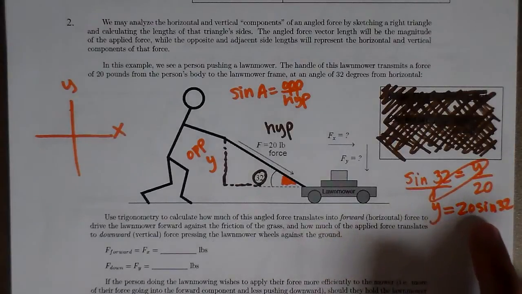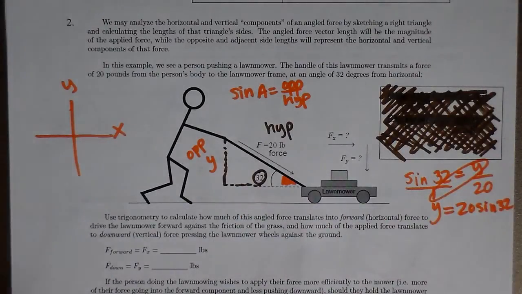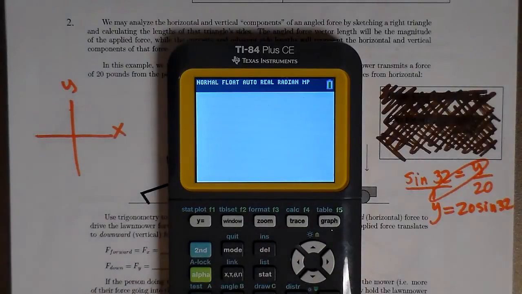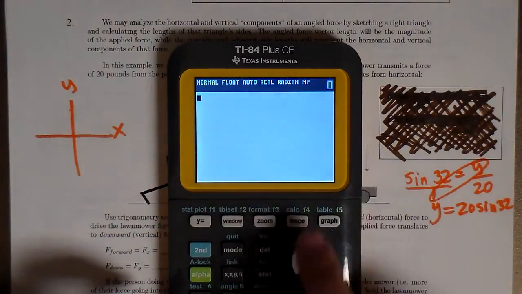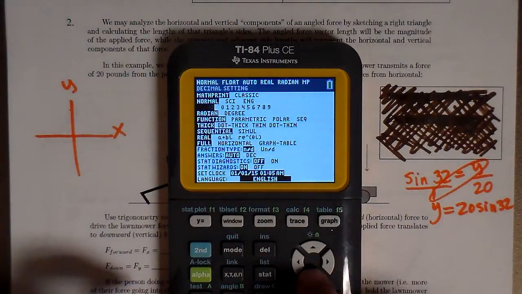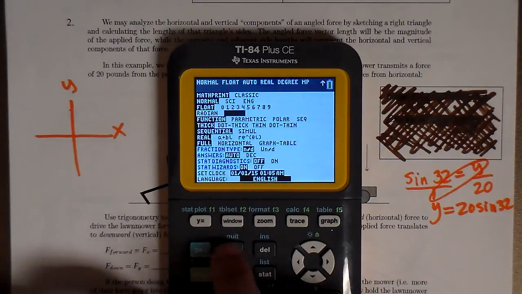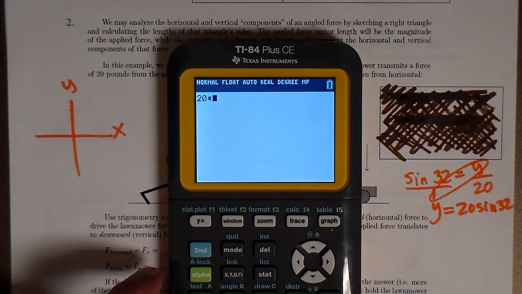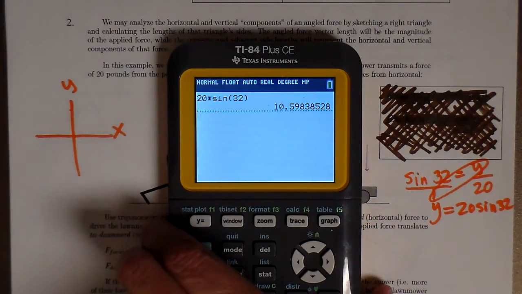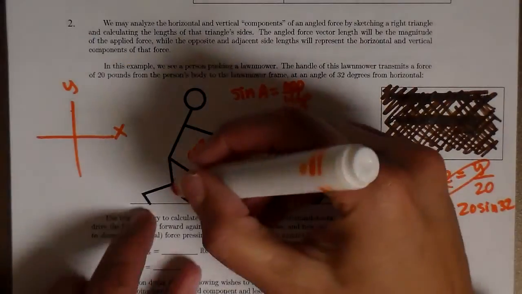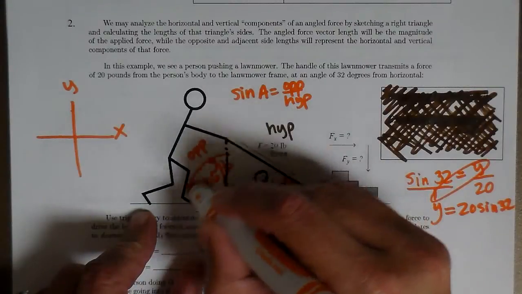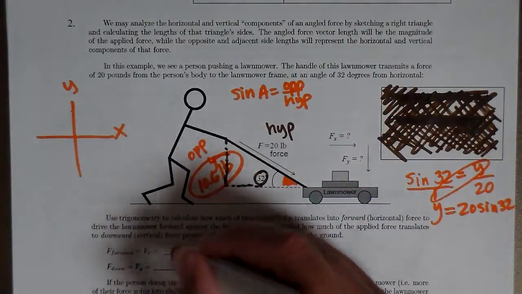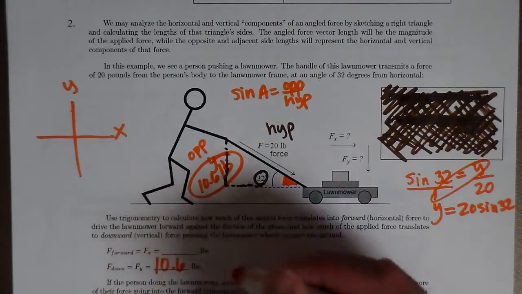So y is going to equal whatever 20 times sine of 32 is. First of all, I'm going to look at my calculator. You see up here it's in radian mode. I'm going to hit mode, and I'm going to put it into degree mode. Okay? Now I'm going to do 20 times the sine of 32 degrees, and I get 10.598, which is 10.6. So this side is 10.6. The force that's being applied on this side is 10.6 pounds, applied down.